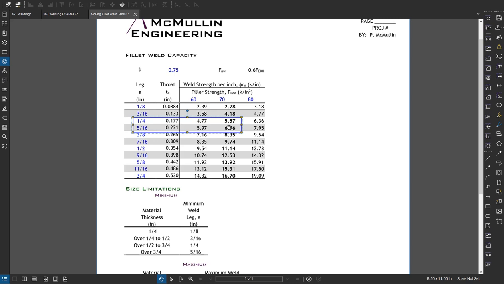And what I can do with this, if I know the force coming into my joint, I can say, okay, say it's 150 kips, I can divide that by the 6.96, get the length, and then figure out how to make that length of weld lay out properly in the joint.